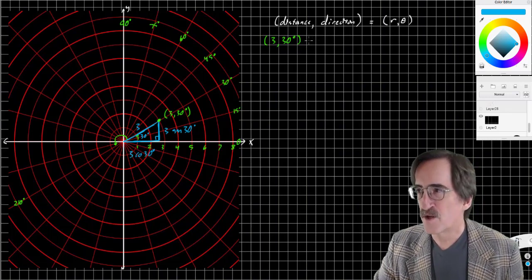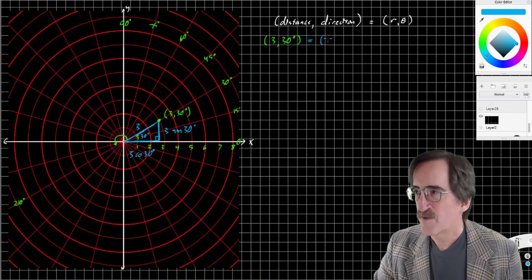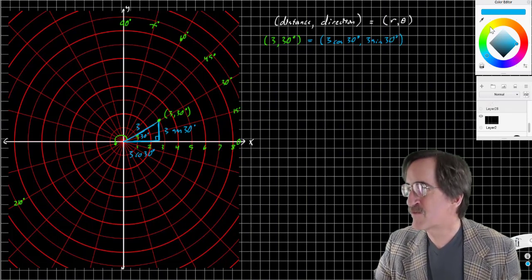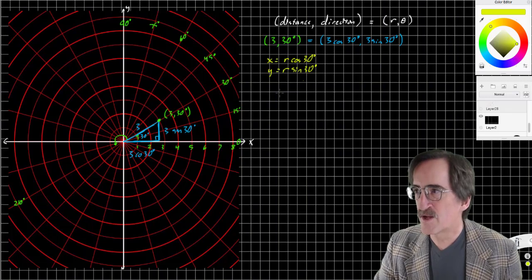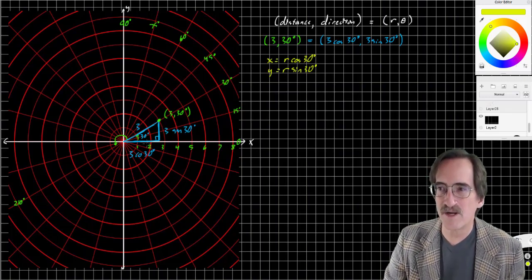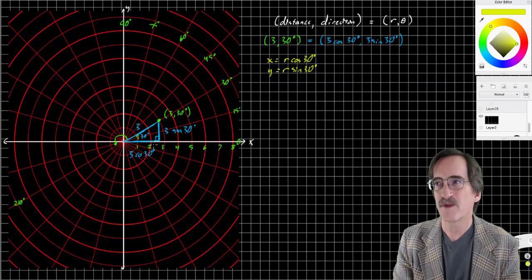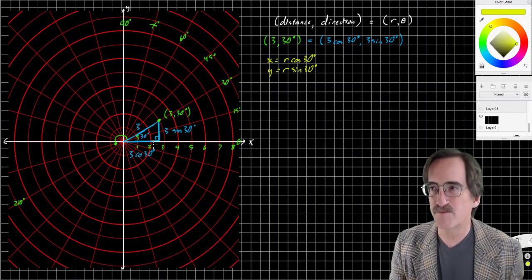Okay? So in rectangular coordinates, this is the same as the rectangular coordinates 3 cosine 30, 3 sine 30. Okay? And that's given by these formulas. X equals r cosine 30. Y equals r sine 30. But realize what you're doing is you're just solving for the height and the width of this right triangle. Okay, if you keep that in mind, it'll make much more sense.